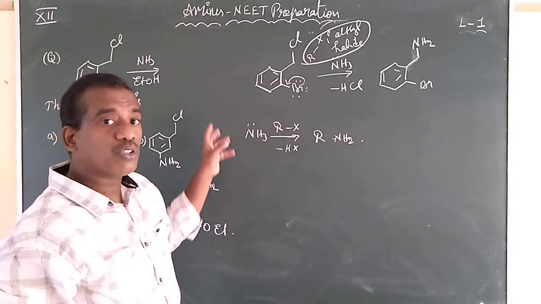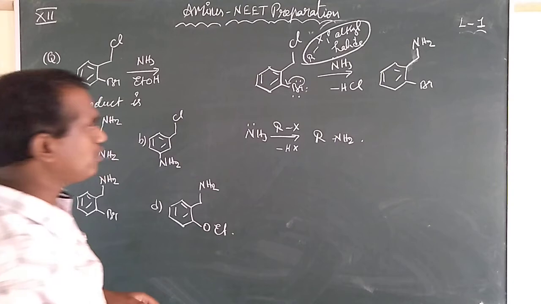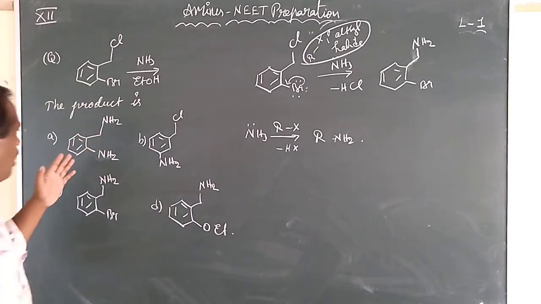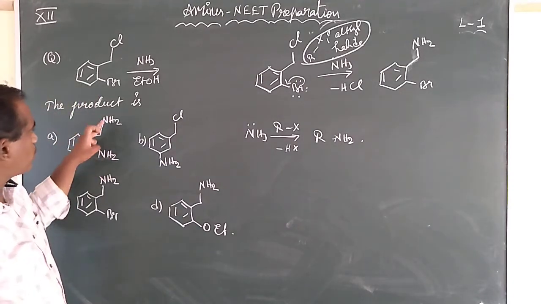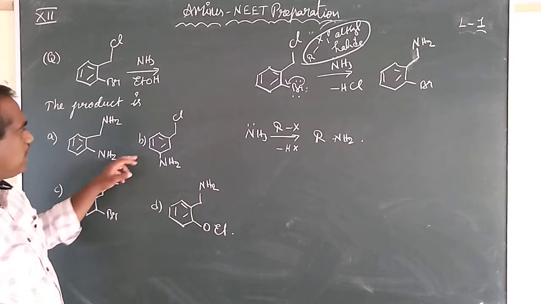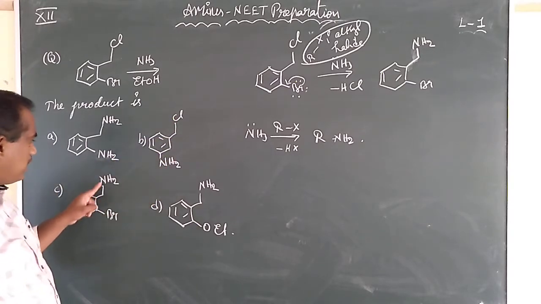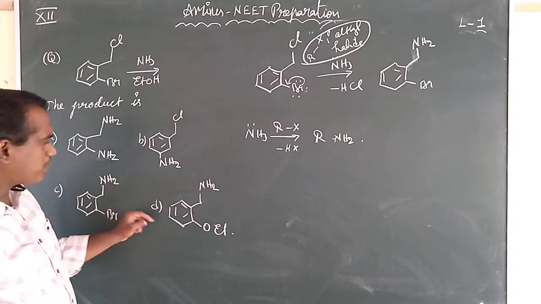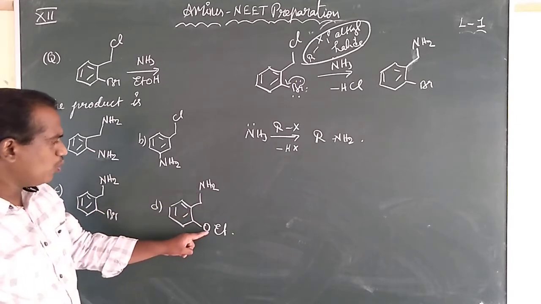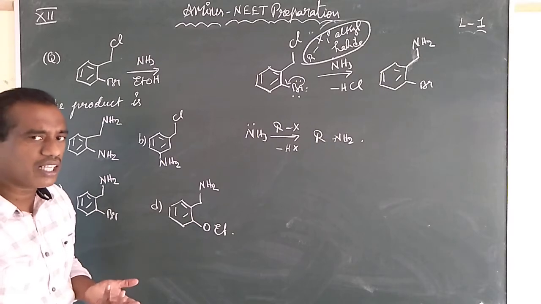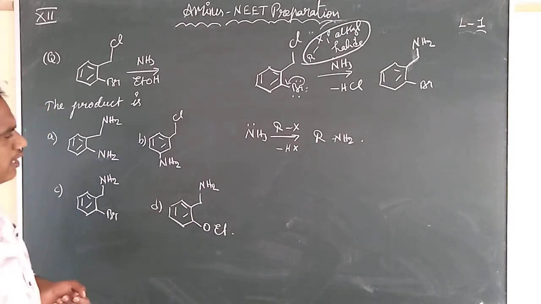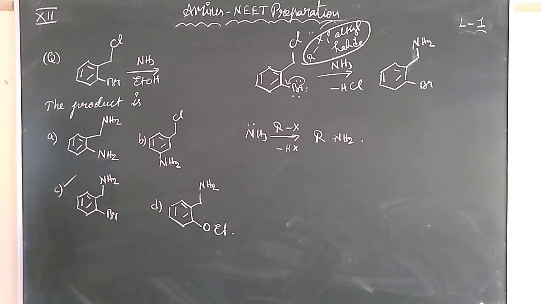How is ammonia going to react with alkyl halide? Write down this question, children, and find out the answer. Option A: here we got an alkyl group, NH2 is there. Option B: CH2Cl, NH2 is there. Option C: CH2NH2 Br. Option D: CH2NH2 OEt. What is the correct answer? Find out the correct answer. We got this one as the correct answer. Write down. We are taking the next question.